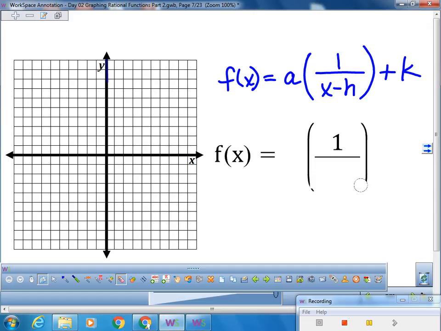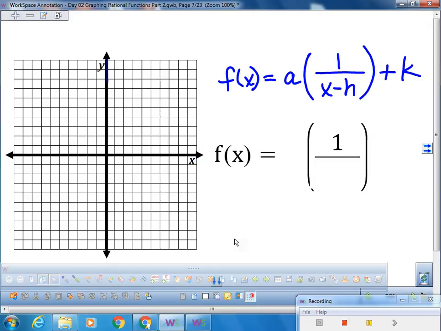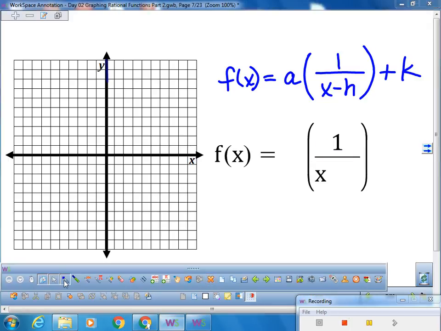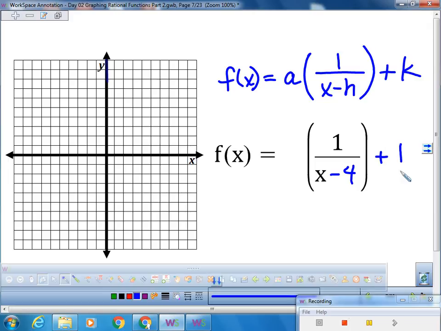Yeah, that's not right. How about we just do it right, so you can get a good grade on your test. Okay, so let's shift. Let's do x minus 4 and plus 1. And we're going to do a half.